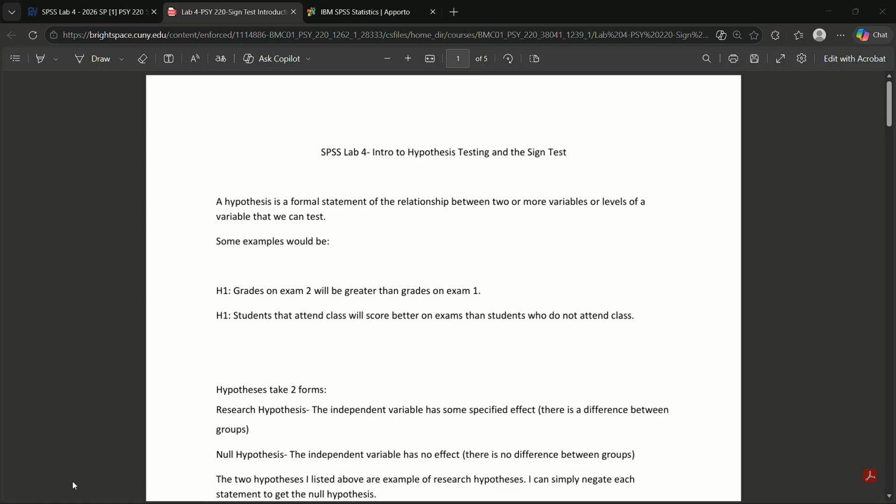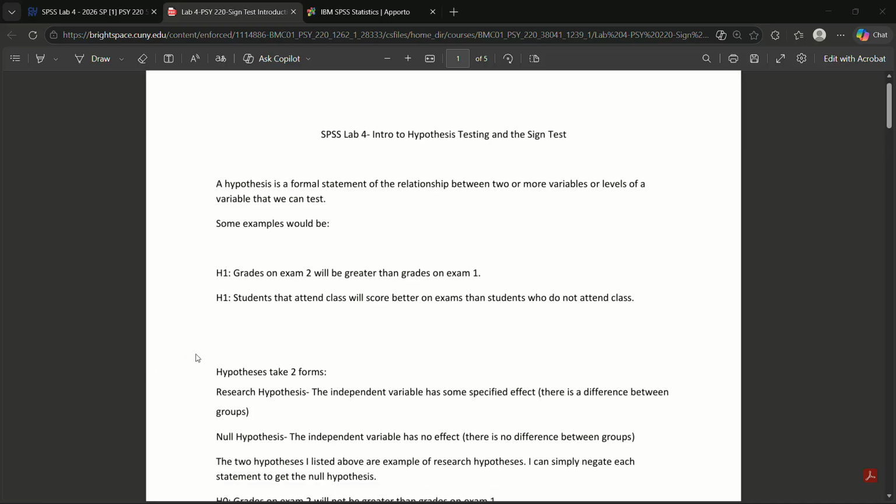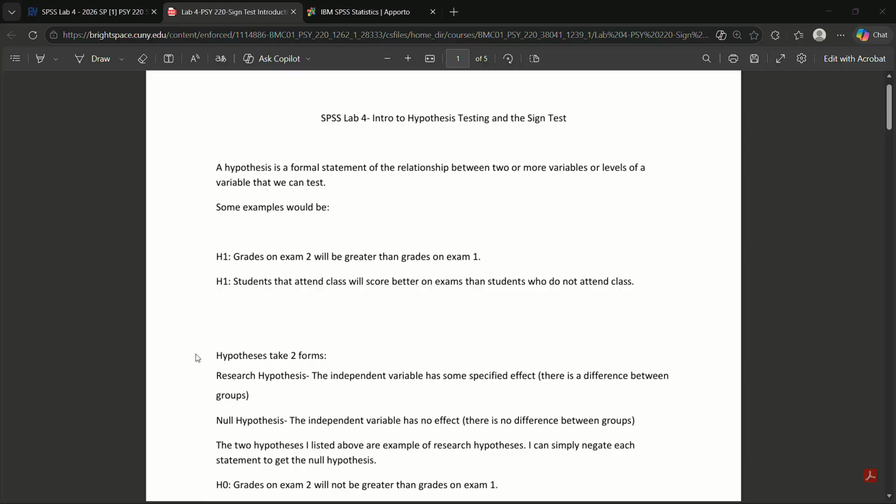Welcome you back to Psych 220 Behavioral Statistics Review of the Labs in SPSS. And so this lesson is going to be on SPSS Lab 4, Intro to Hypothesis Testing and the Sign Test. So this is a launching point of hypothesis testing using the binomial as the dependent variable, whereas we use continuous dependent variables moving forward.